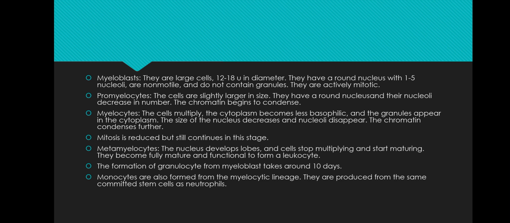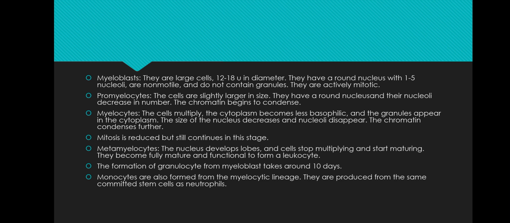As we compare to the myeloblast, it has a round nucleus, but there the nucleoli were 1 to 5, while here the number is decreased. An extra point added here is that the chromatin begins to condense, whereas in myeloblasts we can't see any chromatin. So promyelocytes are larger in size, have a round nucleus, and the chromatin begins to condense, with the nucleoli decreased in number.